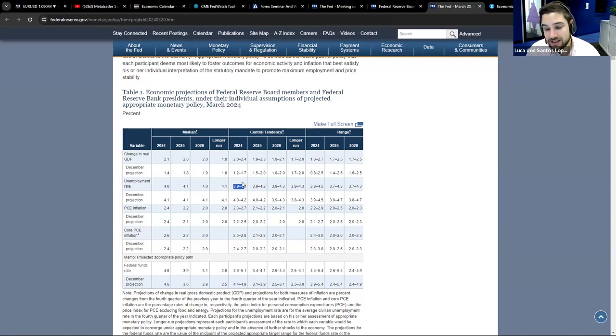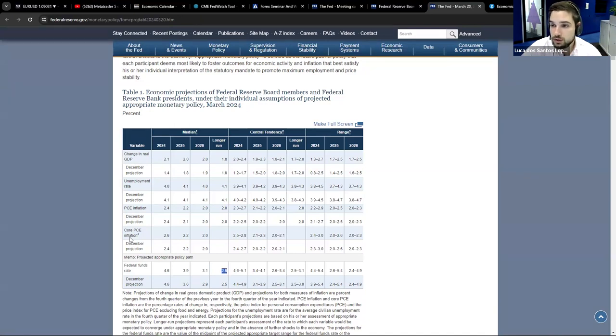Federal funds rate, this is very important. What are they looking for? The rates, okay? So they're looking at 4.6% in 2024. They're looking at 3.9% in 2025, 3.1% in 2026, and 2.6% in the longer run.